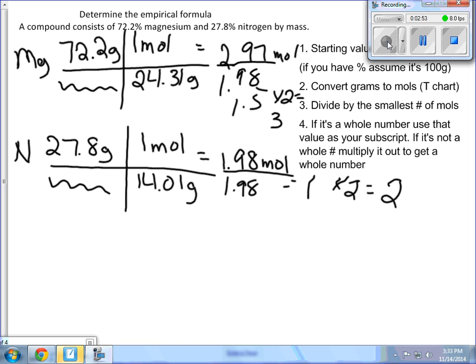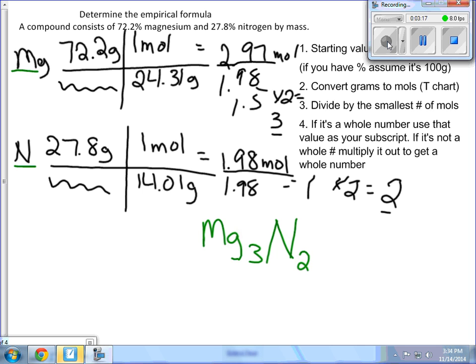So the directions say determine the empirical formula. We've gotten our 2 values, but that's not a formula. So we know that Mg is 3, so we write this as a subscript. And then we have nitrogen is 2.